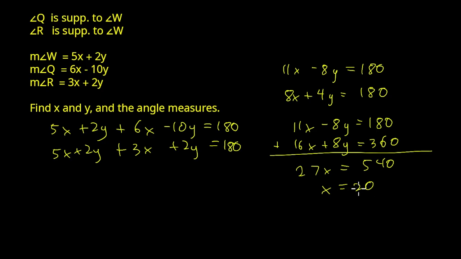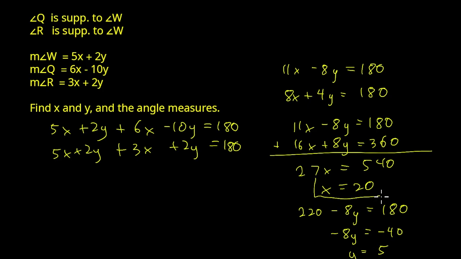Now we'll put this x back in to one of these equations to solve for y. So we'll put it in here. So 20 times 11 is 220 minus 8y equals 180. Negative 8y equals negative 40. So then y equals 5. We've got x equals 20 and y equals 5.